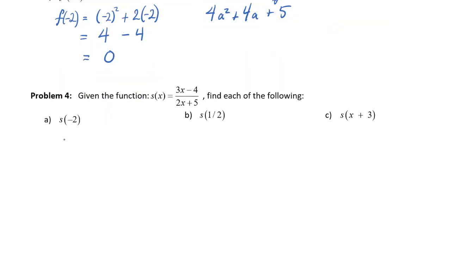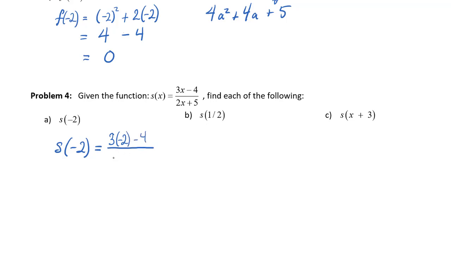Go ahead and give example 4 or exercise 4 a try. This one is called a rational function because it has more than one term in the numerator and more than one term in the denominator. The rules still apply. We'll have s of negative 2, which means we will substitute negative 2 into our function. Wherever there was an x, we'll replace it with a negative 2.